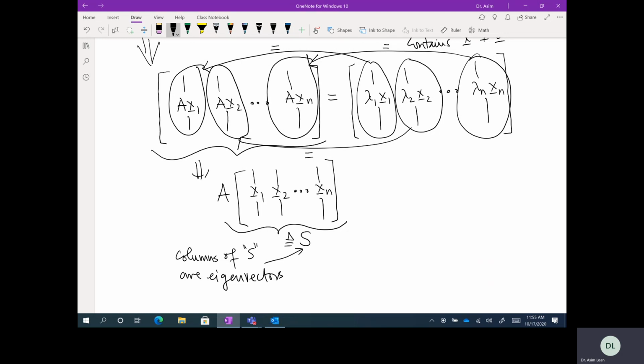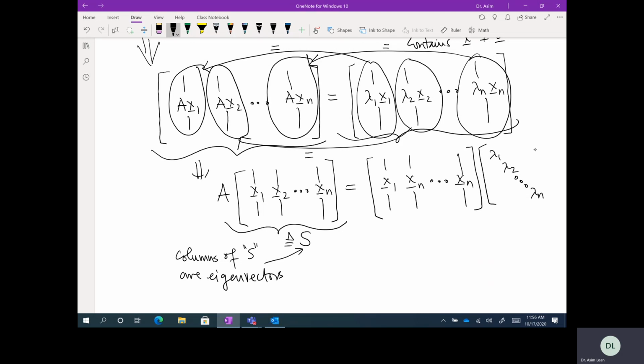Okay, and this side can be written as a diagonal matrix times S, and this we can write as [x1, ..., xn], again from chapter 1, and then I have this diagonal lambda 1, lambda 2, lambda n. This is a diagonal matrix. This is 0, this is 0. This I define to be capital lambda.